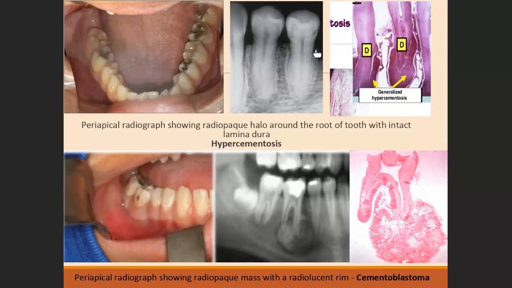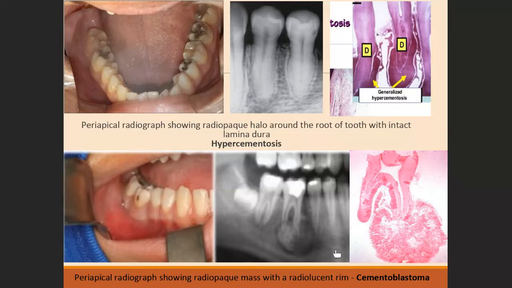It is uniform throughout the root, and the lamina dura is also intact here. You can see the full length of the root, though it is bulkier there, the root outline is full length. You can see the entire root there. There is no resorption. See the histopathology. The periodontal ligament space is intact, and it is continuous around the root of the tooth.